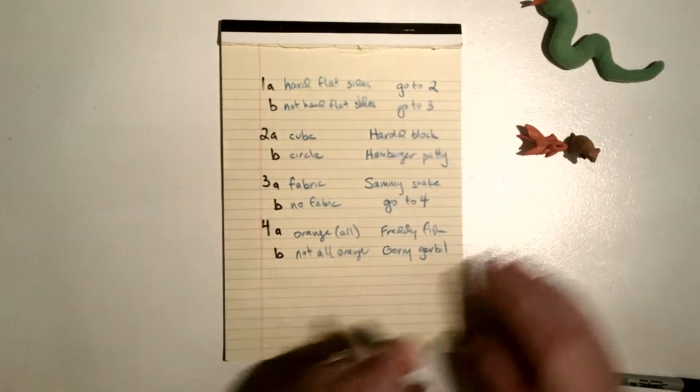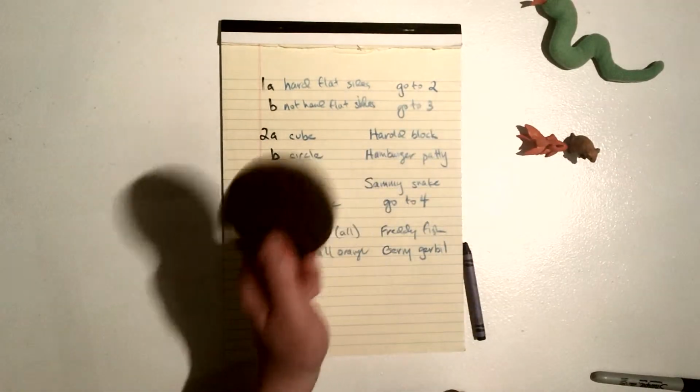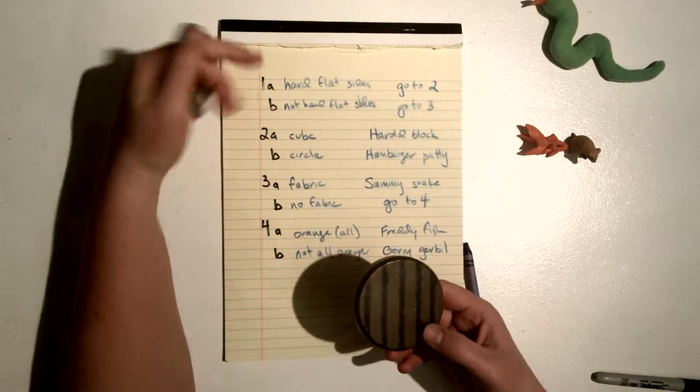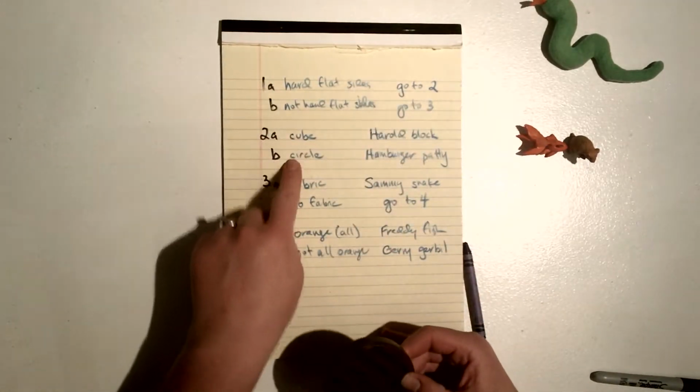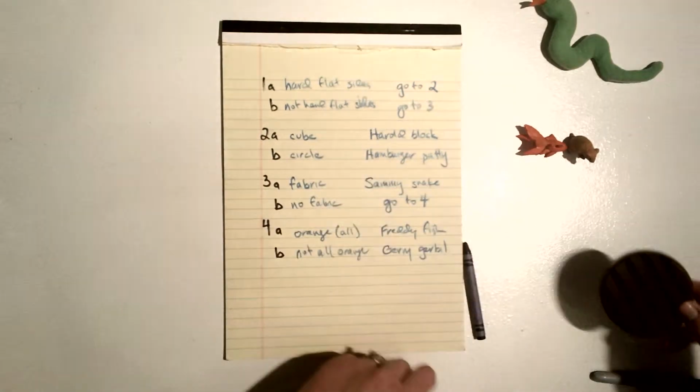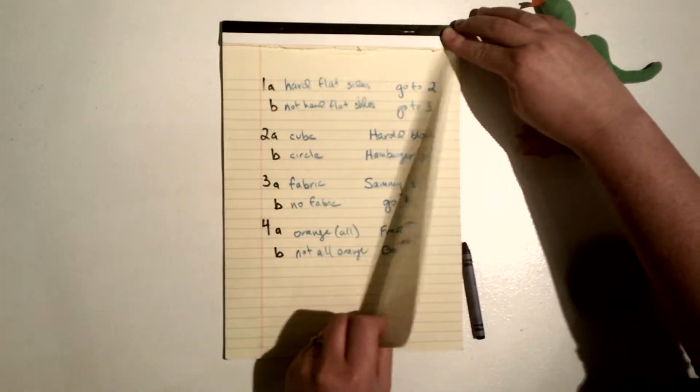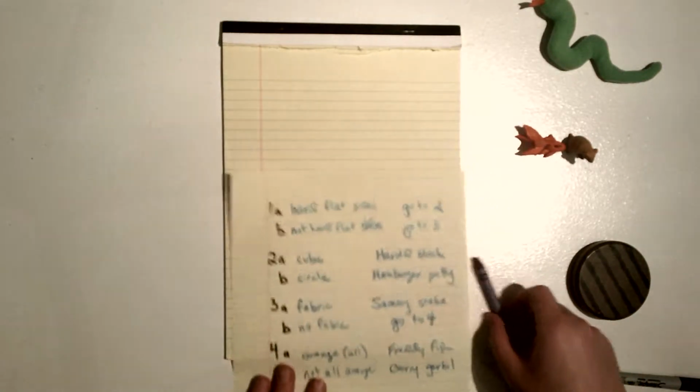So there's my dichotomous key. I can hand this to anyone and say, hey, what did I name this? And they would always start at step 1. Hard flat sides or not hard flat sides. Has hard flat sides, so go to 2. Is it a cube or a circle? It's a circle, so it's Hamburger Patty. Now what we need to do is take this same information and make a branching key of it.